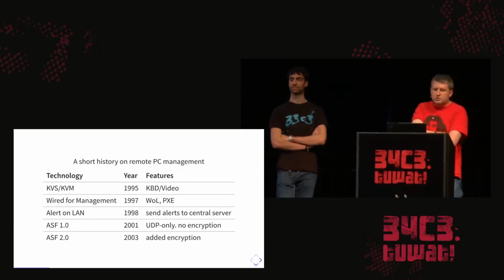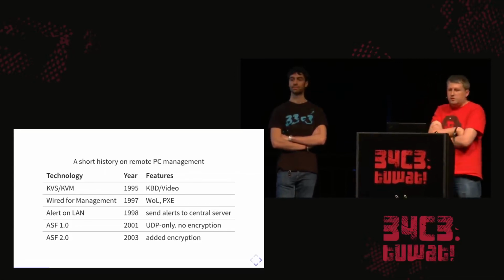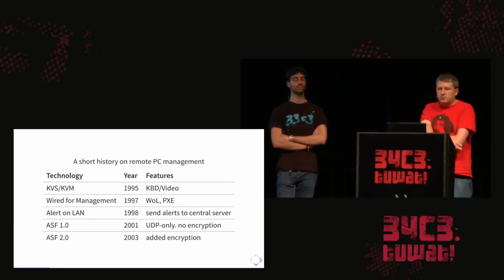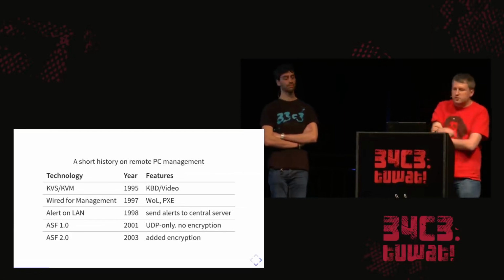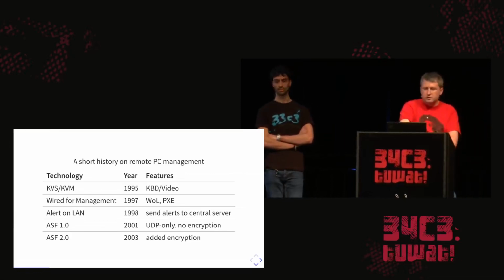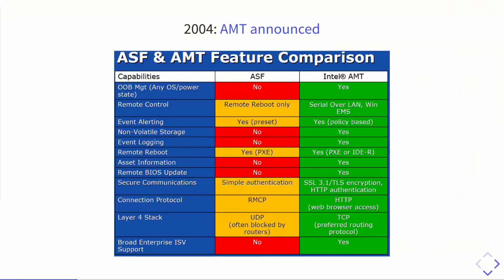Then in 2001, Intel introduced Alert Standard Format 1, which allowed sending some more things, but it was UDP only and had no encryption. Two years later, they added encryption and improved some things, but it still was not completely enough for many purposes. And in the background, they did some research with many enterprises, and they announced something called AMT in 2004 at the Intel Developer Forum. In one presentation, they showed this picture: we have new technology which allows all this, and ASF allows only this.